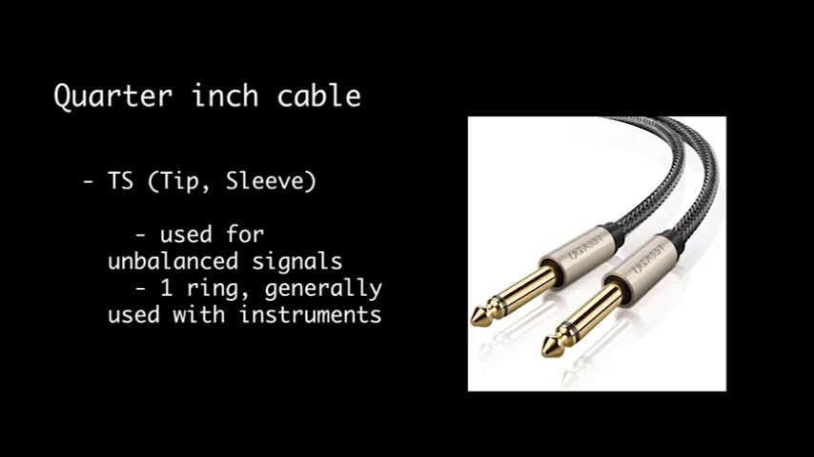1/4" connections are called the way they are because of the size of the connectors. There are 2 kinds of 1/4" connectors, the TS and the TRS. In this illustration, we look at the TS connection. TS stands for tip and sleeve, usually used with instruments like an electric guitar. The audio signal is unbalanced.